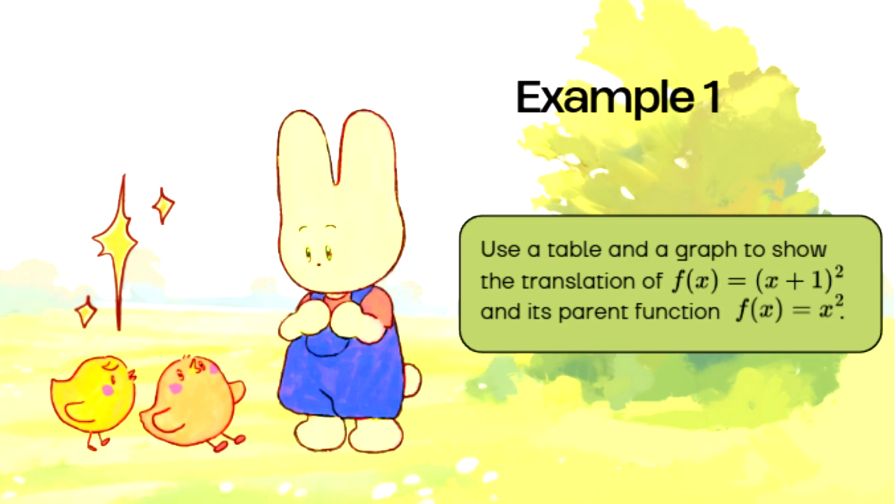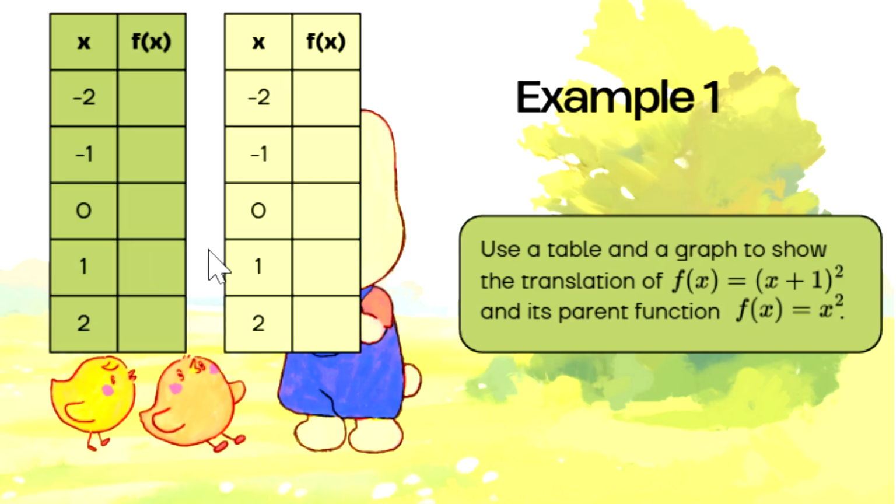Here's example number 1. Use a table and a graph to show that the translation of f of x is equal to (x plus 1) squared, and its parent function f of x is equal to x squared. So we have two different tables. We have the translated one, and we have the parent function. Okay. These are the points that they chose for our x values, -2, -1, 0, 1, and 2. They're going to be the same for both tables.